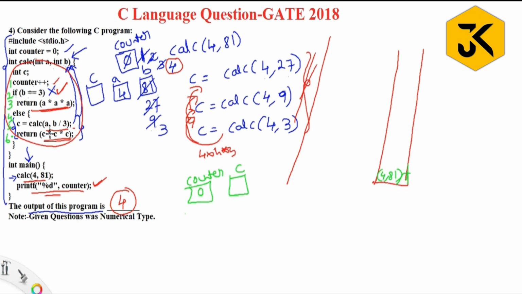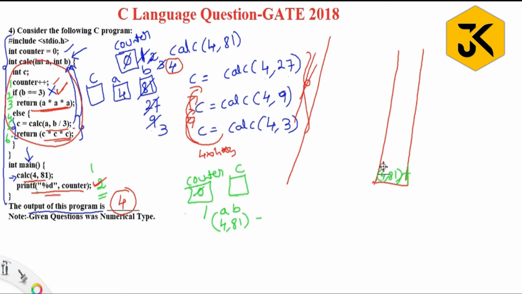After execution of 4 comma 81, then only my counter printf statement is executed. I will call this function, 4 comma 81 is called. When 4 comma 81 is called, then only the second statement, printf percentage d comma counter, is executed. Now the counter value will be incremented by 1. 4 comma 81, this is the a value and this is the b value. Now is b double equal to 3? No. Then it is going to execute this statement.